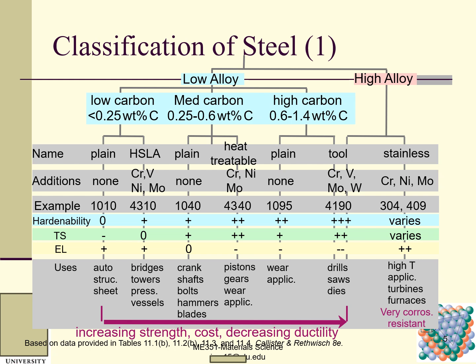Also for high carbon, this is the wear application here. These are drills and saw dies. So for this high carbon, they have very high hardness. So they also have plain and tool. We have these alloying elements: chromium, vanadium, molybdenum, and tungsten.